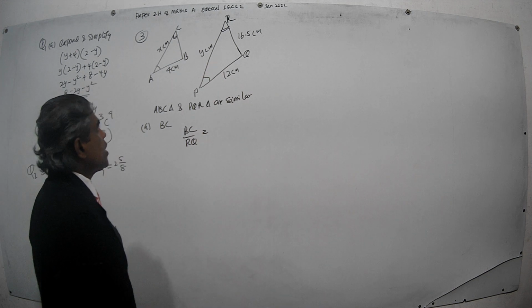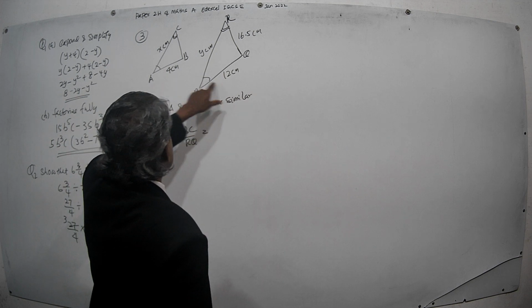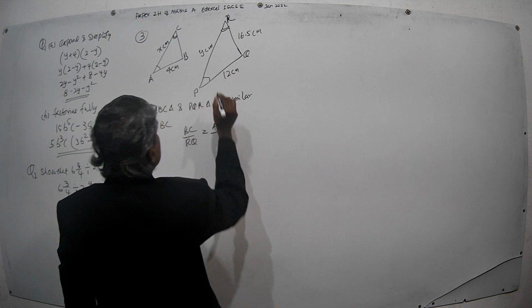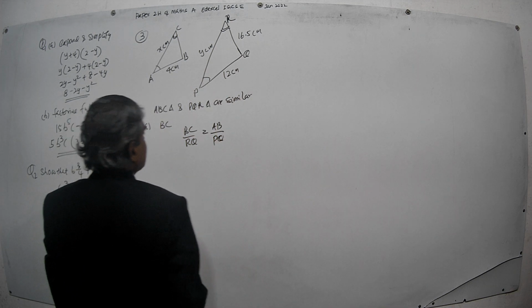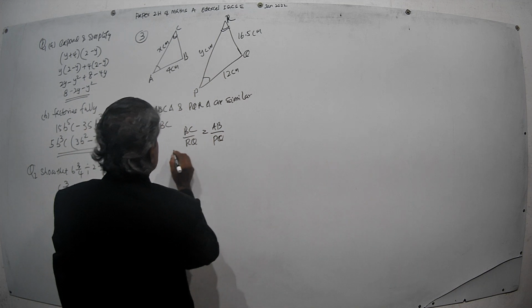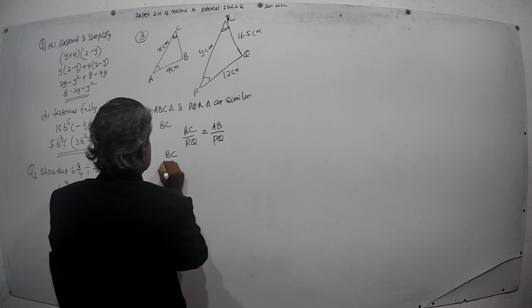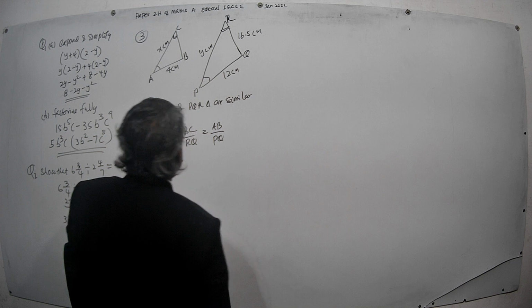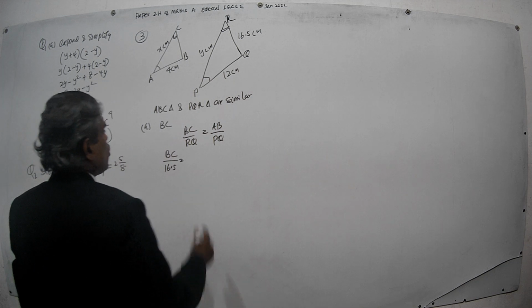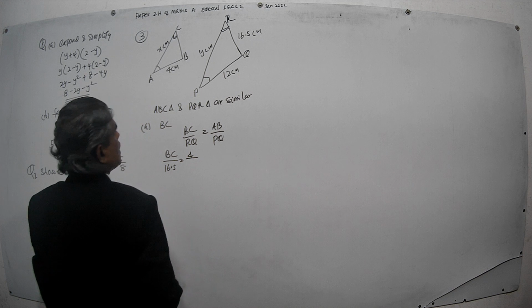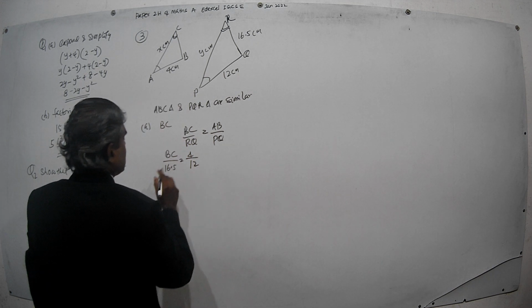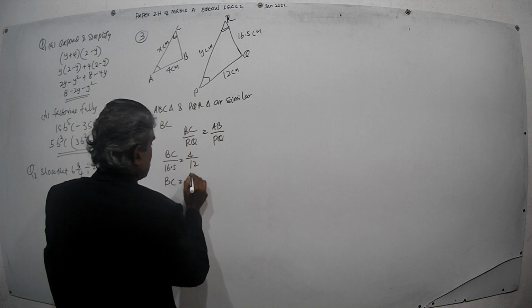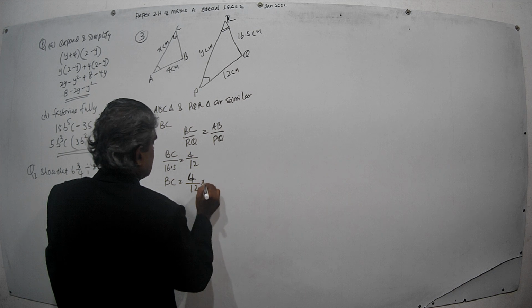Then we get the ratio between another two sides. These two sides are corresponding. Then you write AB over PQ. Right. Now you find BC. That is what we have to find. BC. Then RQ is how much? 16.5 equals. Then AB how much? 4. Then PQ how much? 12. Alright. So now BC will take the 16.5 to this side to make BC the subject. BC equals 4 over 12 into 16.5.